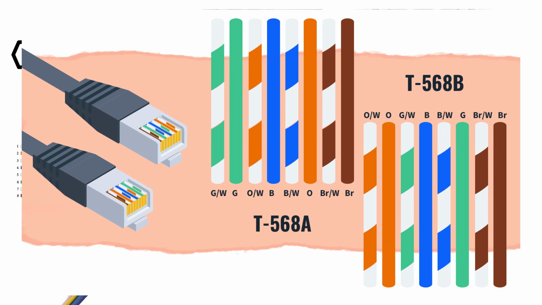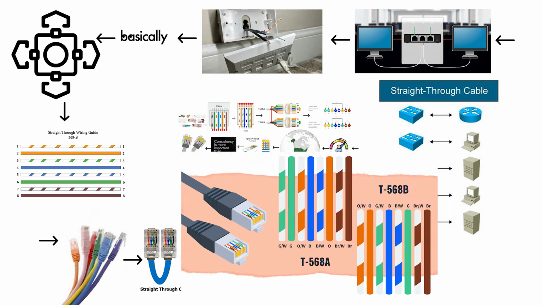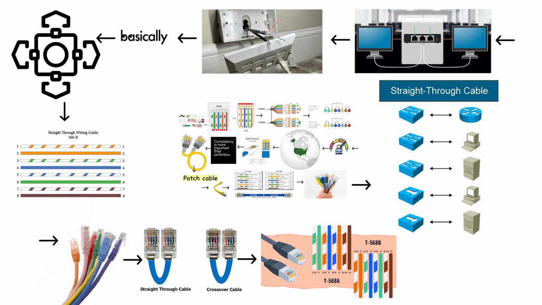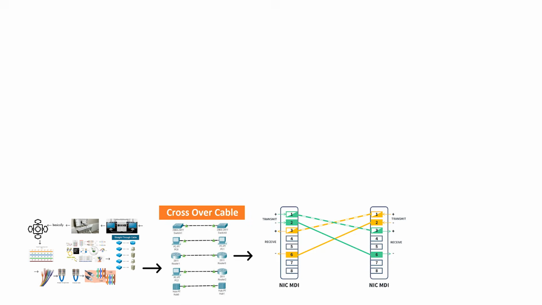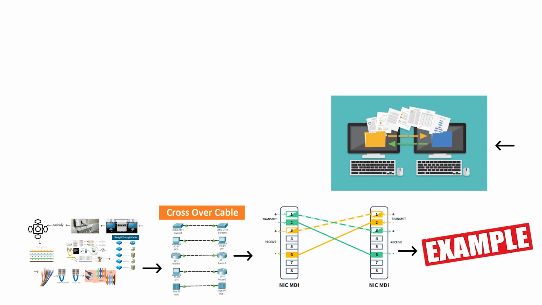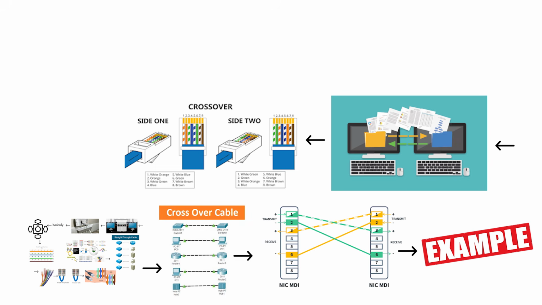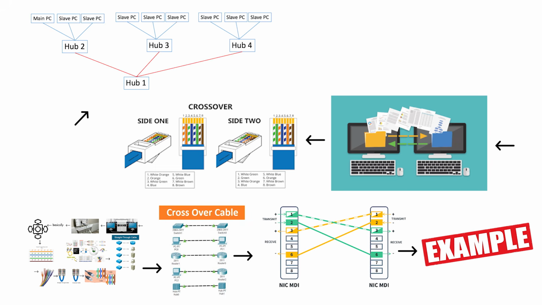It has one end wired with 568A and the other end wired with 568B. Crossover cables are used to connect 2 similar devices directly to each other without a switch or hub in between. For example, if you wanted to connect 2 computers directly together to transfer files, you would use a crossover cable. You could also use crossover cables to connect 2 switches together or 2 hubs together.